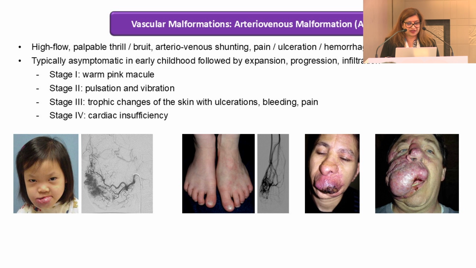AVMs themselves are high flow, with a palpable thrill, and they have AV shunting. They can present with some pain and eventually ulceration and hemorrhage. There is a staging system for this. And you can actually see on some of these DSA images how the shunting is between the arteries and veins.